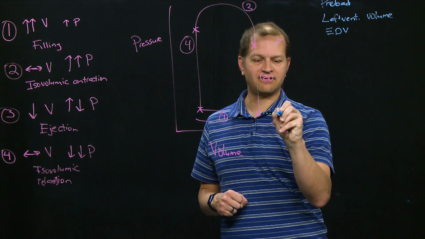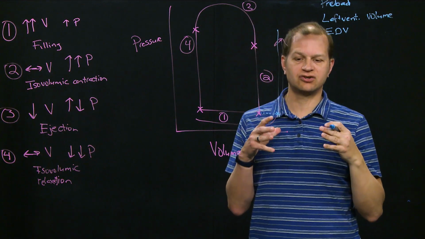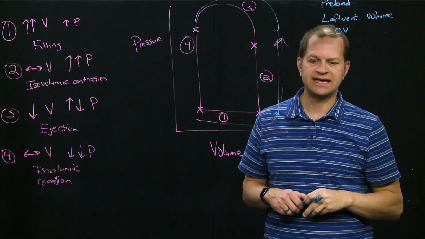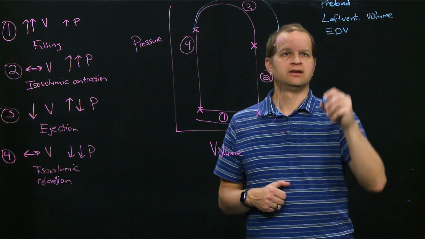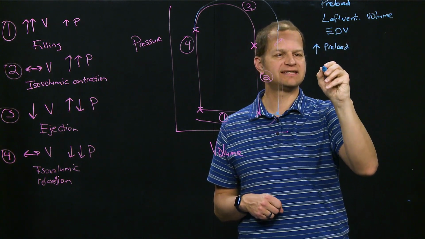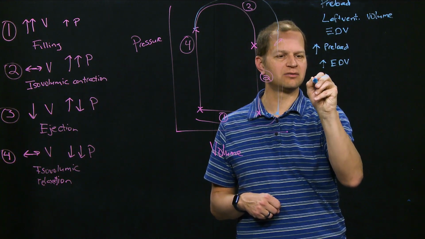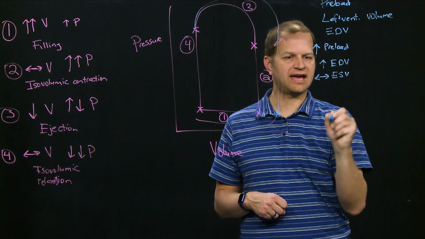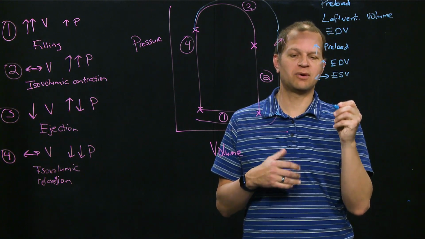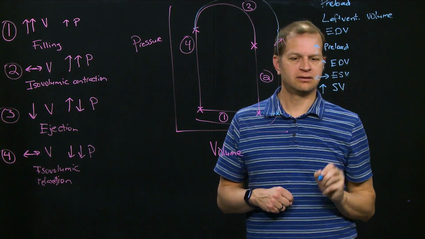Okay, so we're going to have a higher end diastolic volume, and then what happens is we're going to have a little bit stronger of a contraction during isovolumic contraction. We're going to generate more pressure so that we can then get back down to our end systolic volume. Okay, so if we increase preload, what happens is we increase end diastolic volume, but our end systolic volume stays constant. Okay, and if we increase end diastolic volume, but end systolic volume remains constant, what happens is our stroke volume increases.